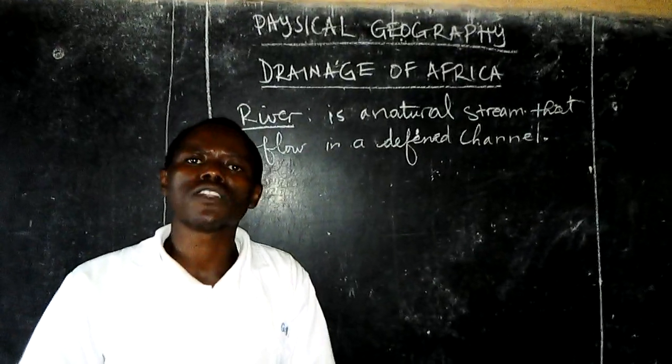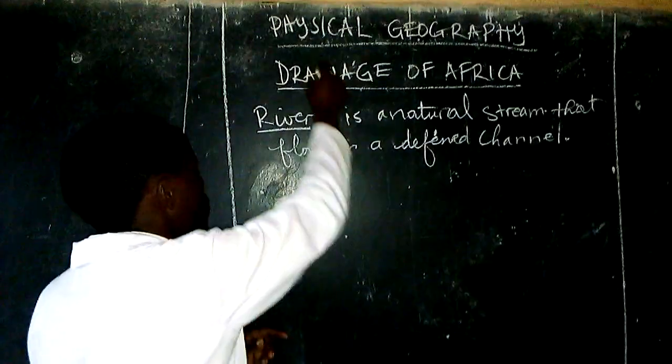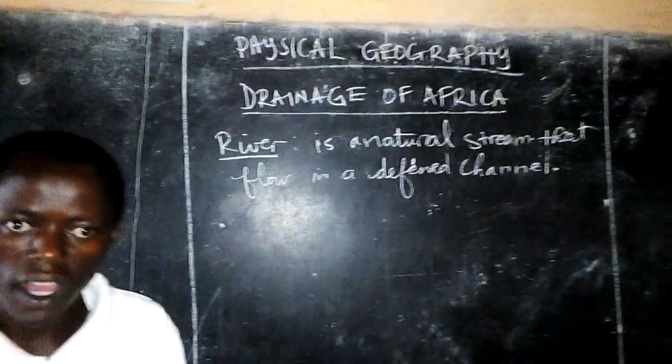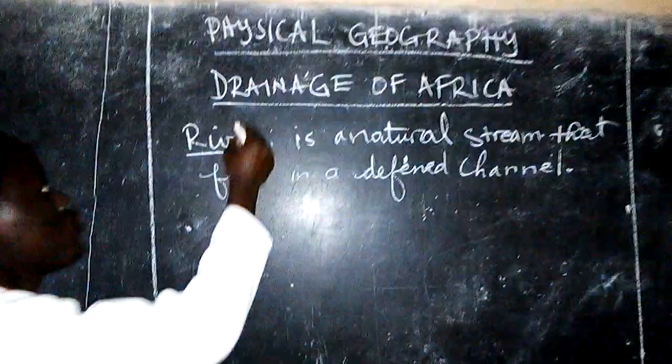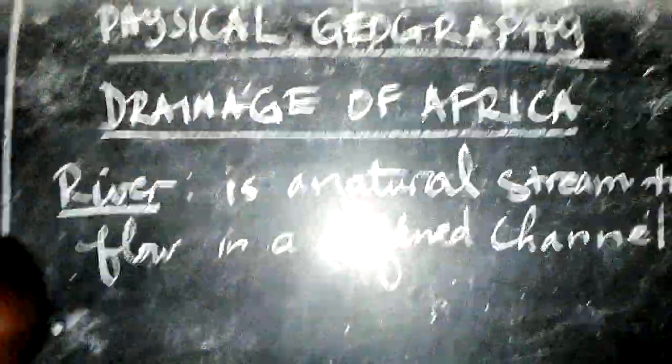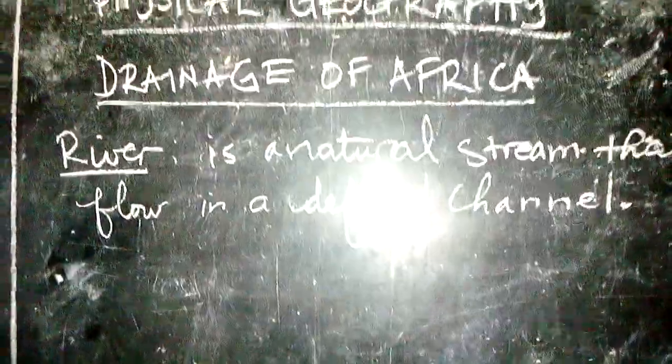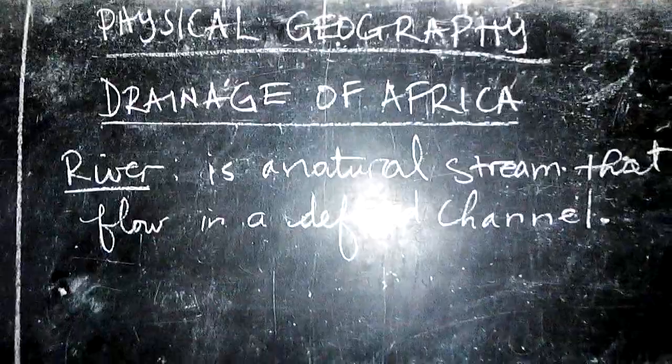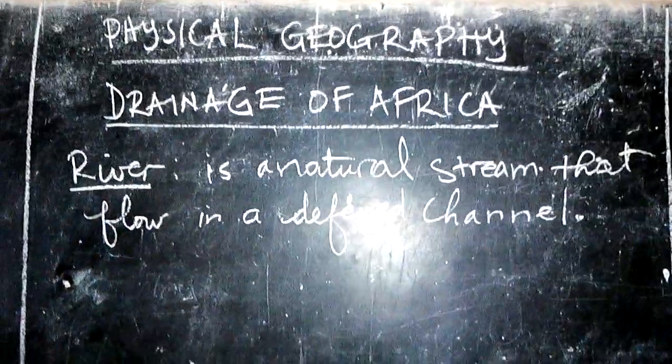Today we are going to learn geography, where we are still on physical geography. Now we are going to talk about drainage of Africa. But today we are basically going to talk about a river.